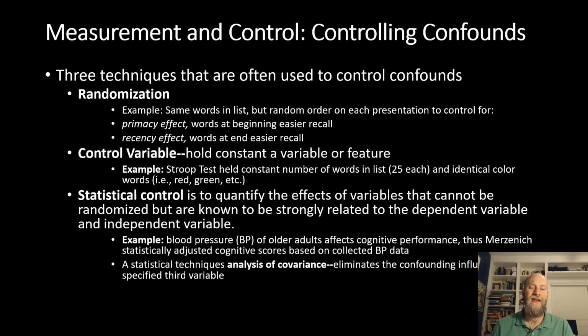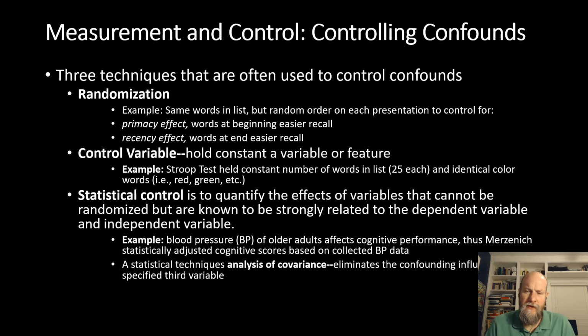That's a little hard to wrap your head around if you're not a statistics person necessarily, but the idea is that you can measure how much influence it has on the dependent variable, and then you can pull that influence out to get a truer representation of the connection between the independent and dependent variable and look for that causal relationship.